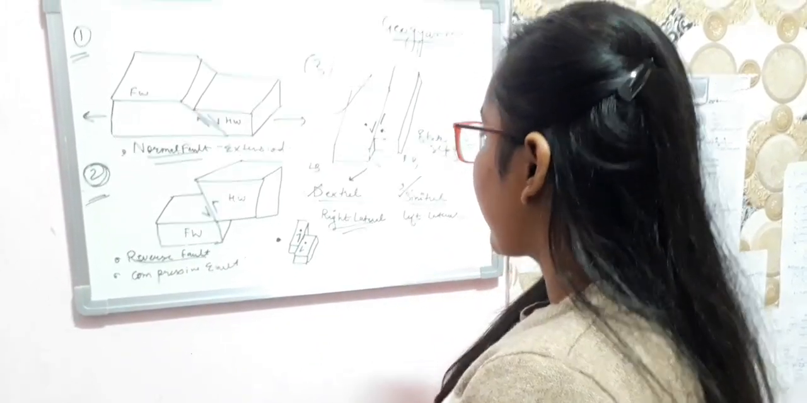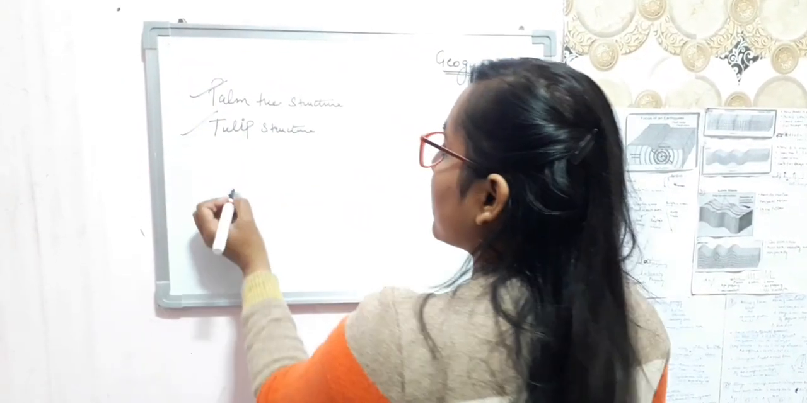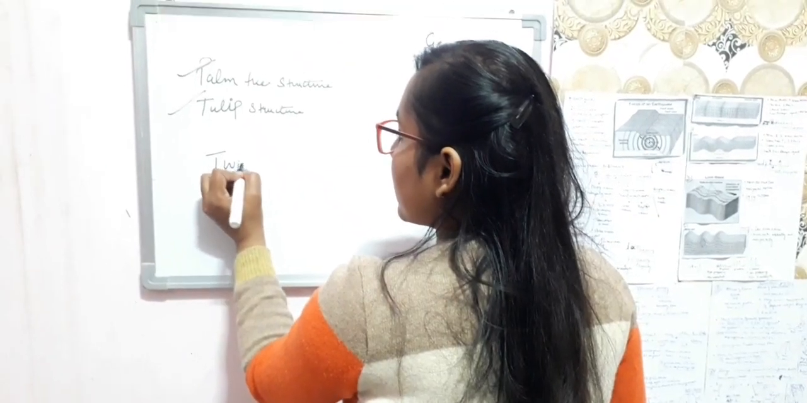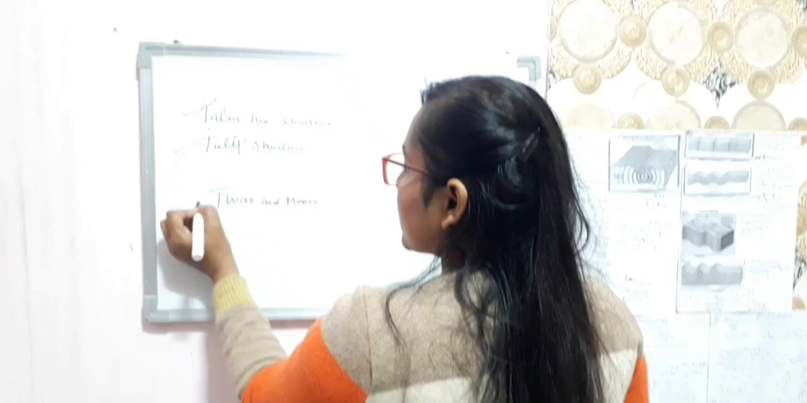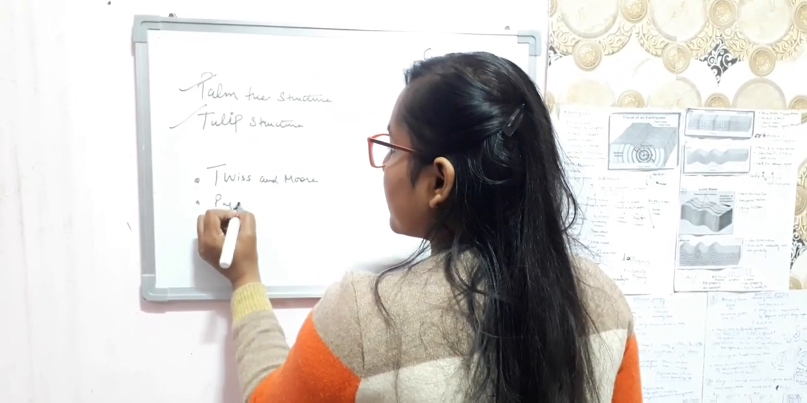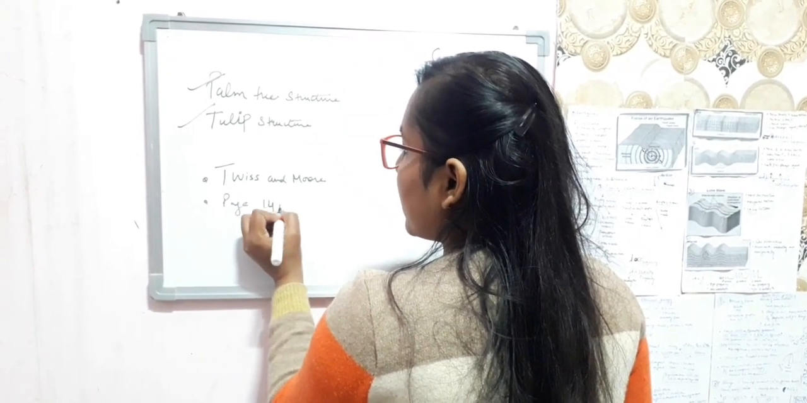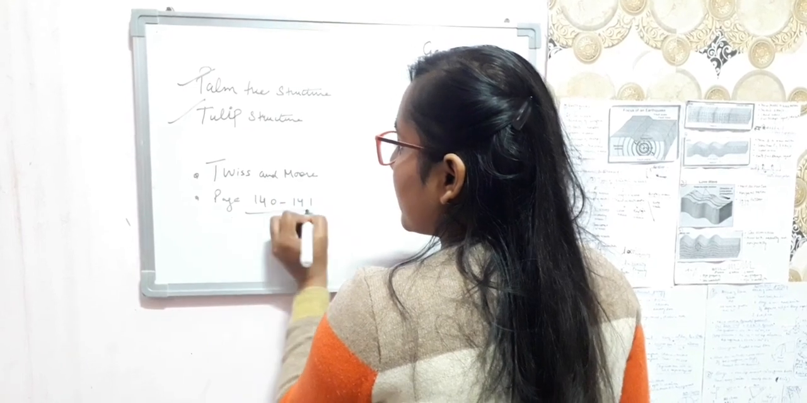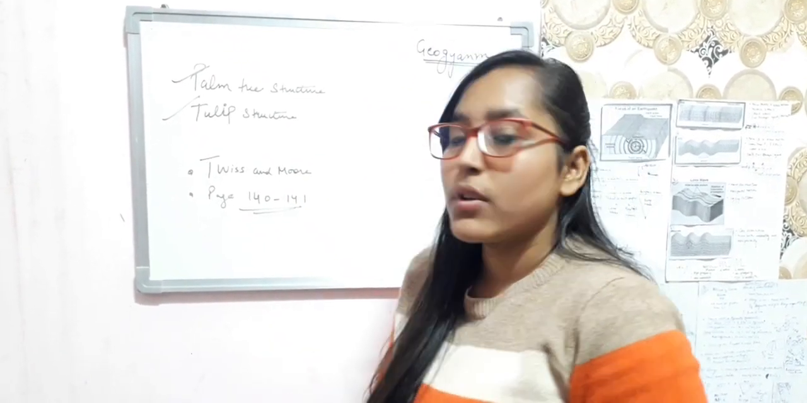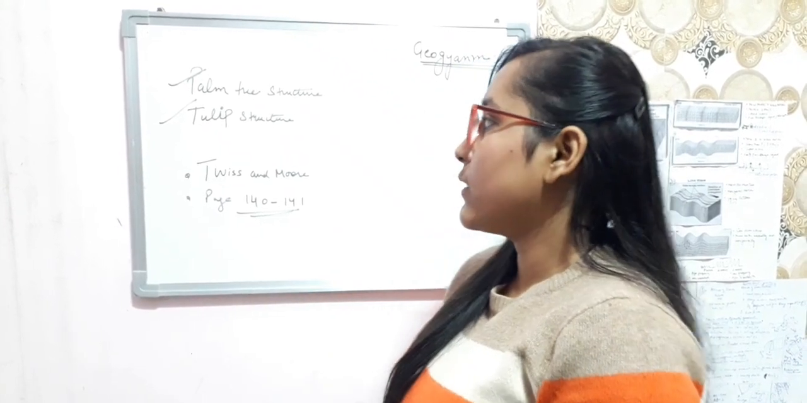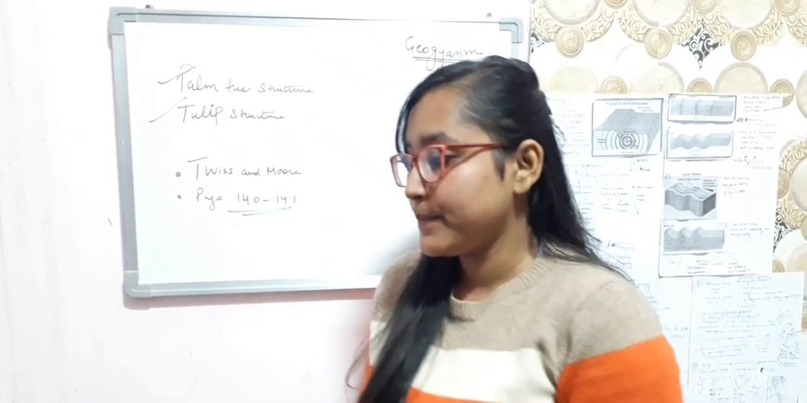For these two, I am following the book Twiss and Moores, page number 140 to 141. So this is for your reference. If you want to learn from a book, you can see that. And now let's start with it.